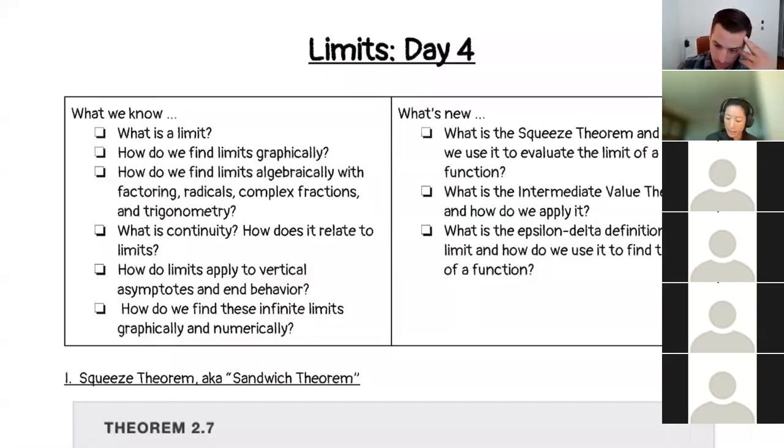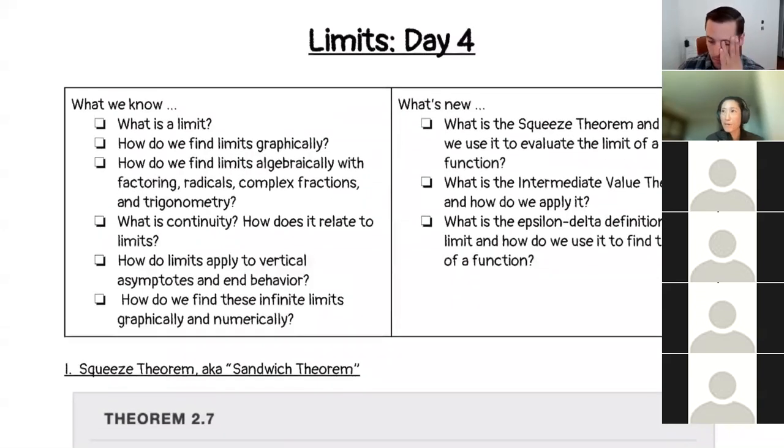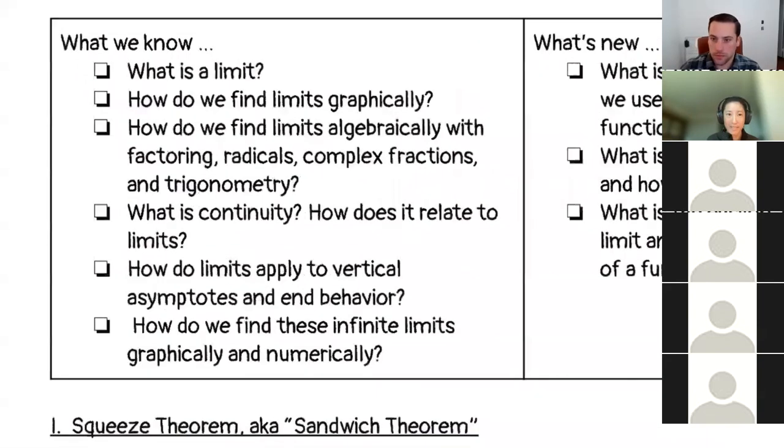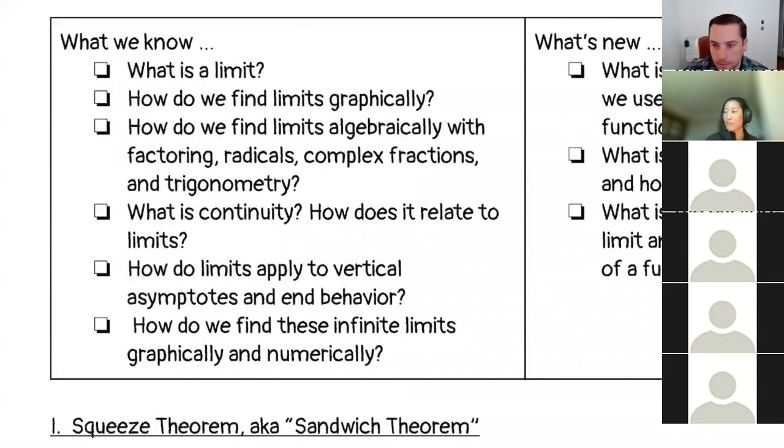All right, so in our limits day 4, as promised, this list of what we know gets longer and longer. We've gone over most of this at the beginning of today's class, so I don't want to spend too much time on that, but you'll notice that we've added to that list: how do limits apply to vertical asymptotes and end behaviors, and how do we find these graphically and numerically?